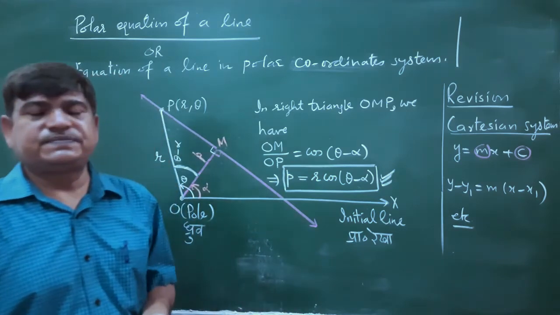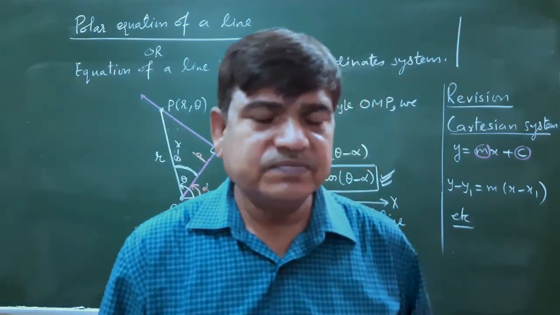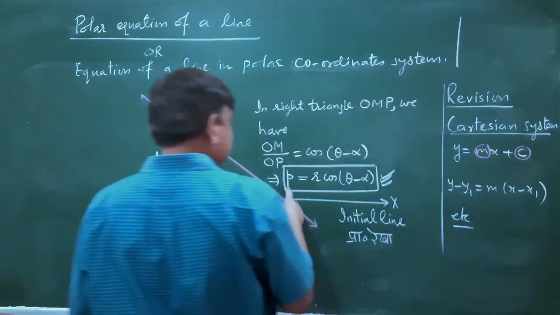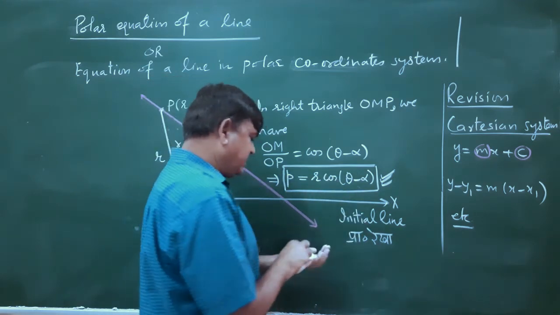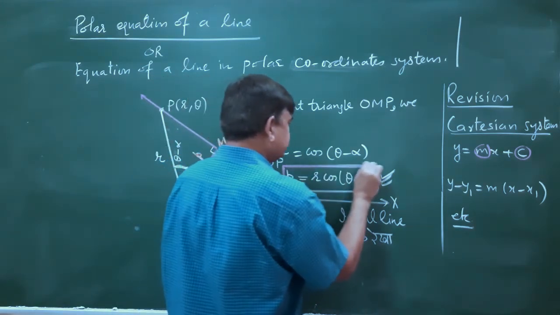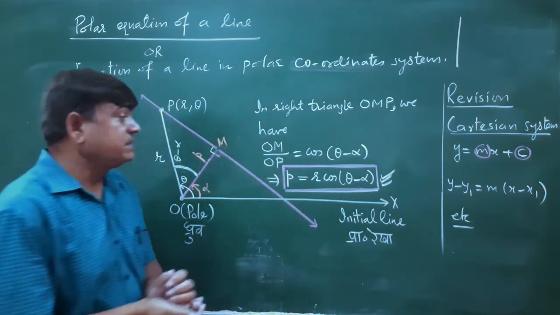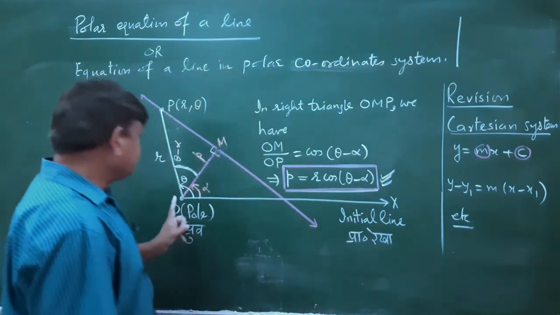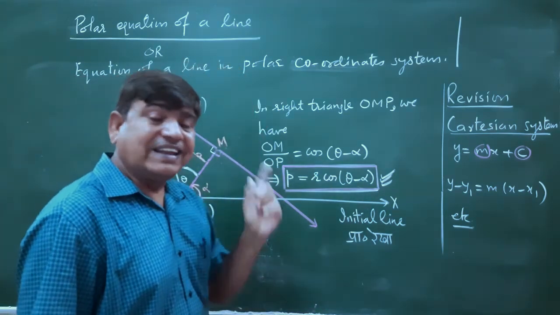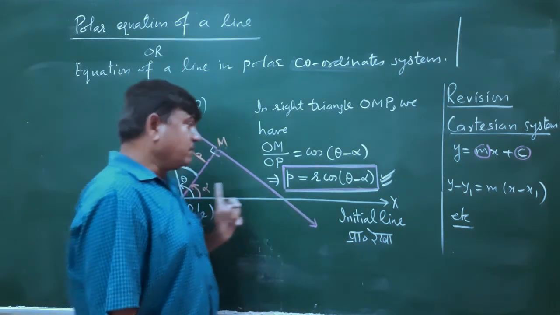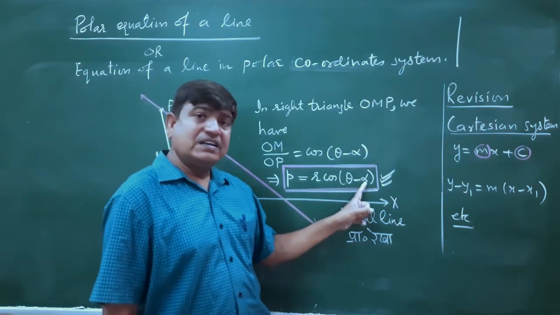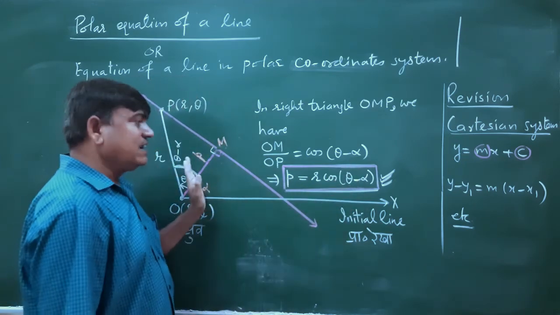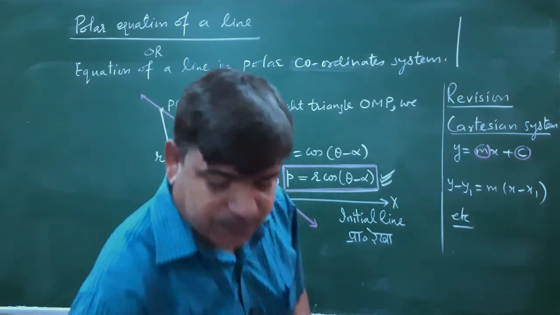Very important. In the polar coordinate system, we will use only one form: the equation of the line is p equals r cos(theta minus alpha). Remember, what is p? The length of the perpendicular drawn from the pole to the line, or the line is at a distance of p units from the pole. What is alpha? The perpendicular of length p makes an angle alpha with the initial line.